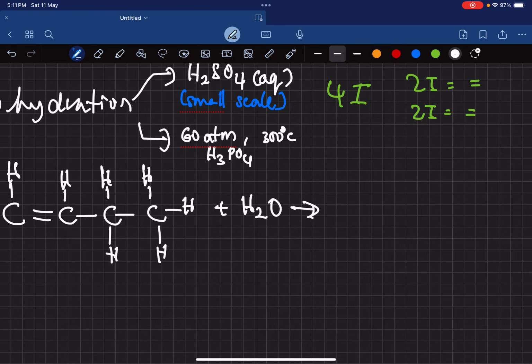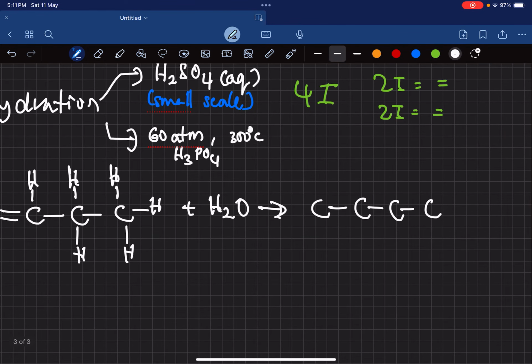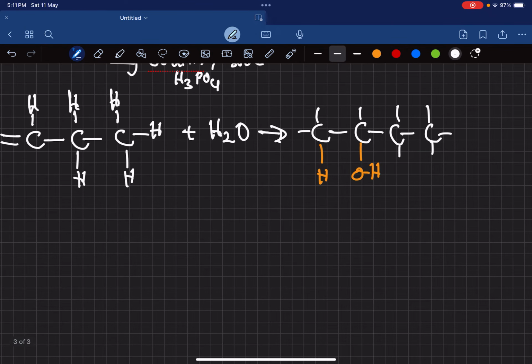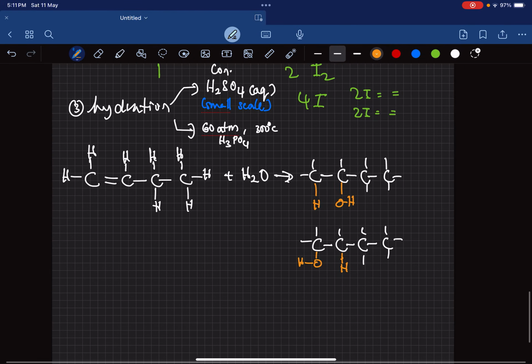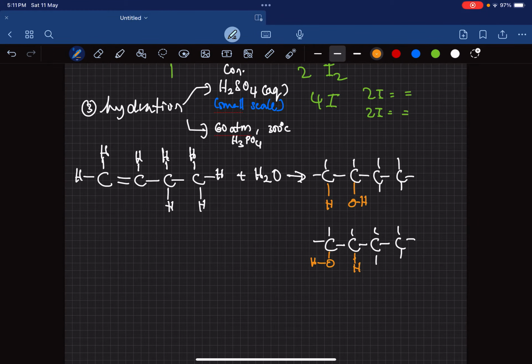So what will happen here is, I'm going to draw this. You see, the hydrogen can add over here and the hydroxide adds over here. That's one possibility. A second possibility is the OH can add over here and the H can add over here. These are the two possibilities, because the double bond is at the edge there, right? So same thing with all alkenes. This is possible.